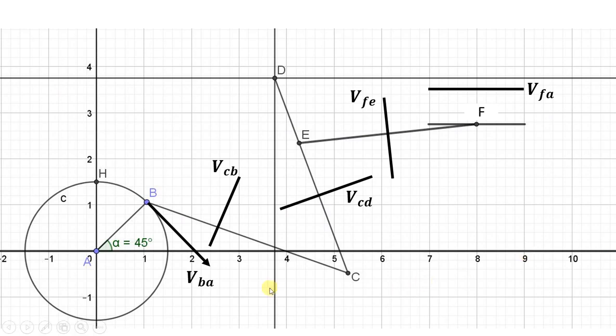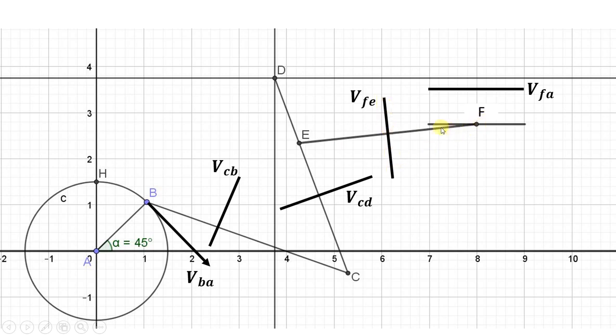Now our first vector will be velocity of B with respect to A, because crank AB is rotating in the clockwise direction. So this velocity will be known in magnitude as well as direction. It is perpendicular to the link AB or crank AB. Then velocity of C with respect to B, its magnitude will not be known to us. It is just perpendicular to BC, but whose magnitude and direction we don't know. Velocity of C with respect to D will be perpendicular to CD, whose magnitude and direction we don't know. Velocity of F with respect to E will be perpendicular to EF, whose magnitude and direction we don't know.